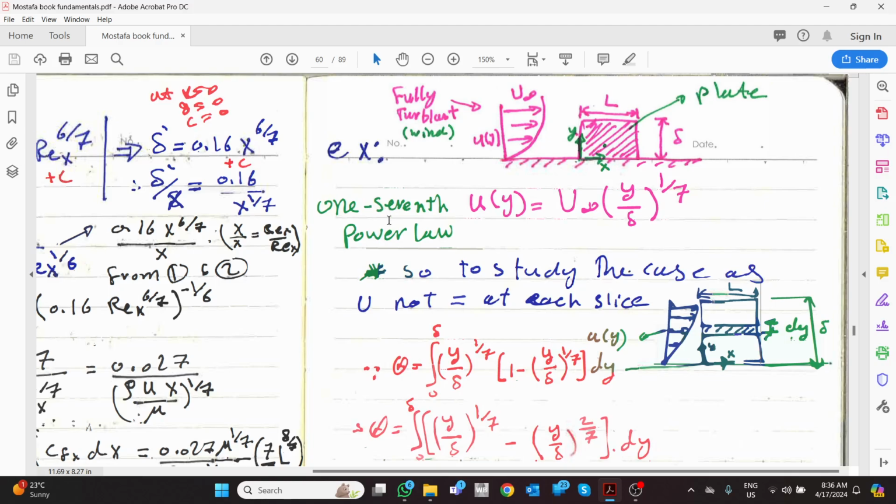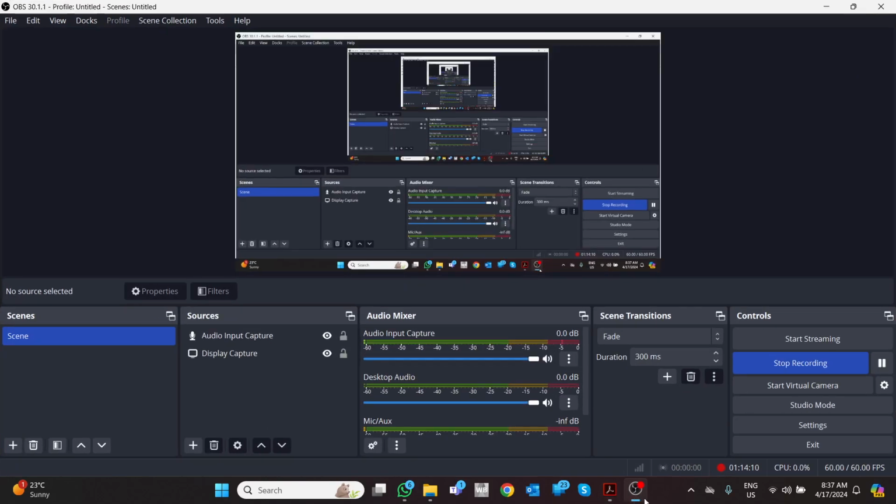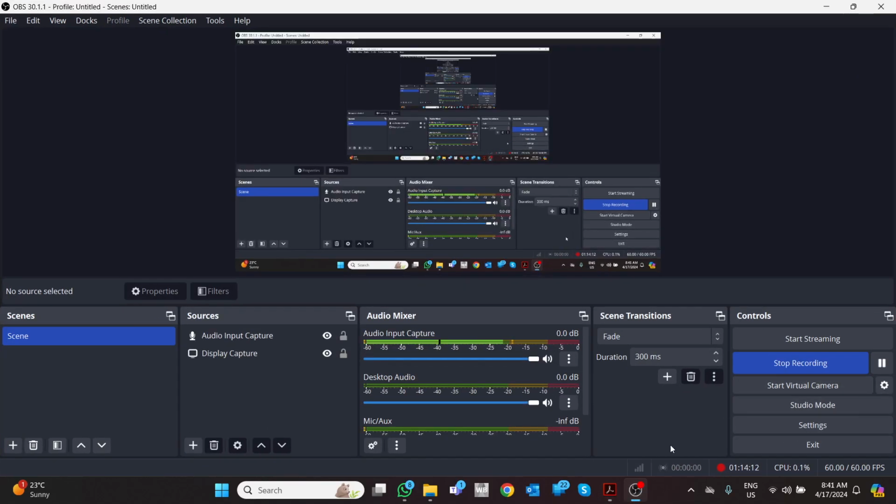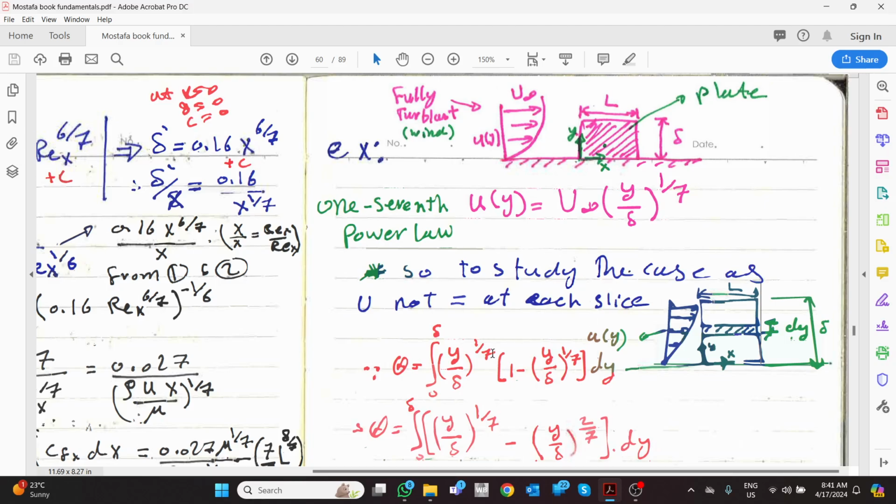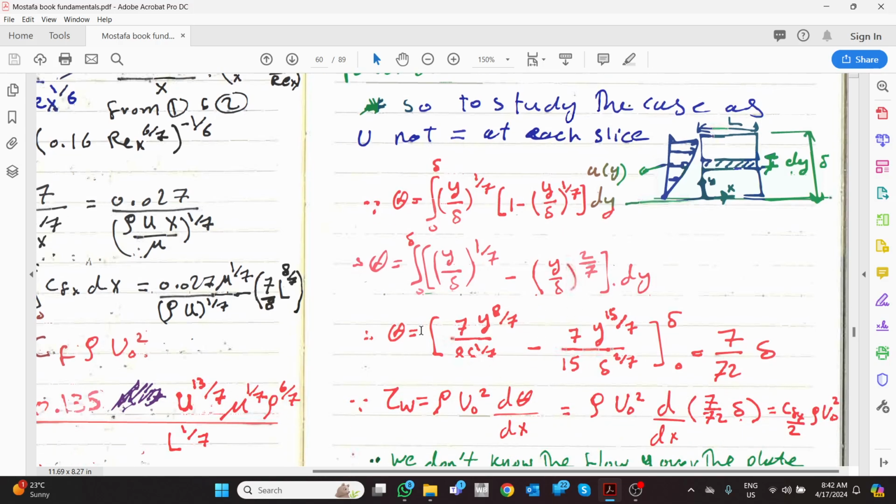Because of the seventh law, I don't care what is the function of this one or the function of that one. I already know the fraction between that function and this function. It is y over delta to the power of 1 over 7. So make the integration and get the equation in terms of delta.